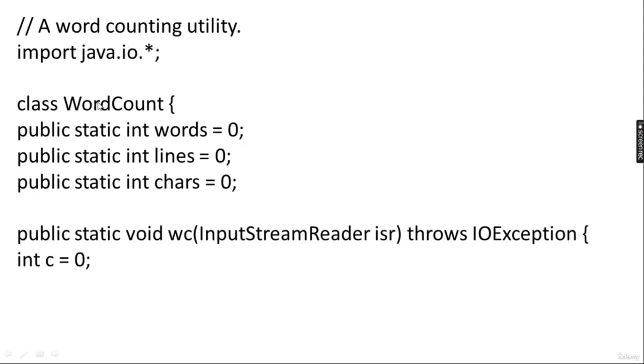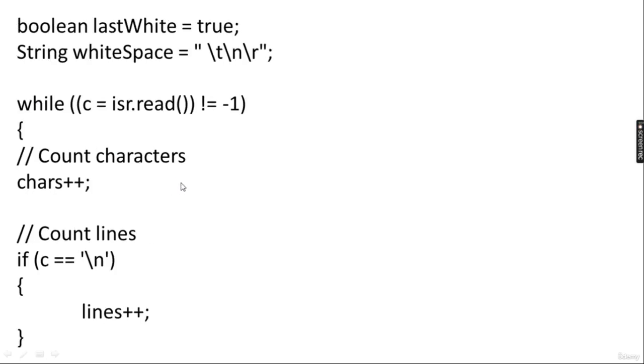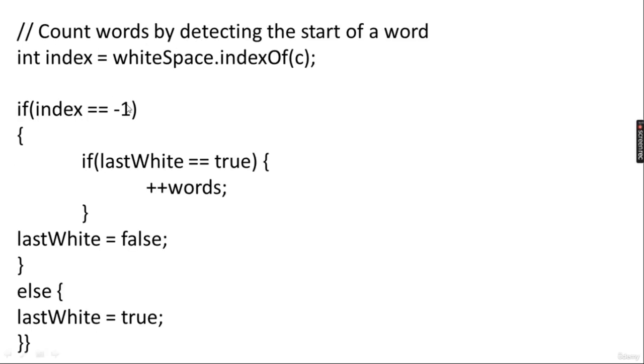So what are the characters? Those are incremented by 1. To count lines, if c is equal to \n, lines++. Okay, so for a new line, lines++. Then int index is the whitespace's indexOf the character. Okay, so a word will be counted by detecting the whitespace. Whitespace will tell that a new word has started. If index is equal to -1, then lastWhite is equal to true, and words is incremented and then updated. Okay, and then lastWhite is equal to false.